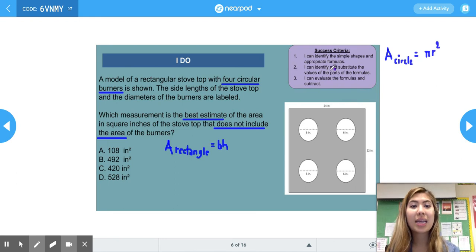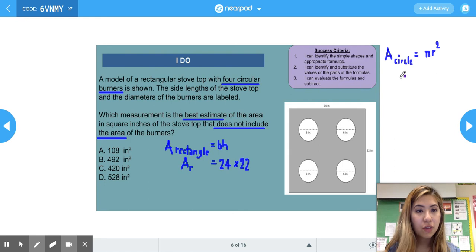Then step 2 is I can identify and substitute the values of the parts of the formulas. So for our area of a rectangle, I'm going to simplify that to just AR. Our base is this 24, and our height is the 22, so I'm doing 24 times 22. For a circle, we're using 3.14 for pi. So we have 3.14 times the radius squared.